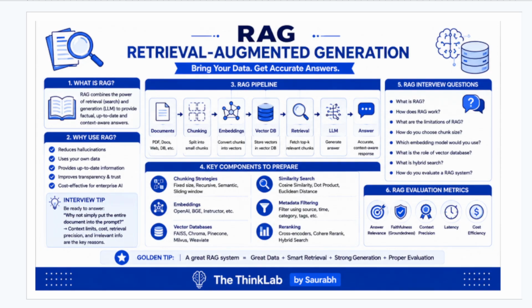So when the user asks a question, we create the embedding for the question. Then we perform the similarity search, and the system retrieves the most relevant chunks. These chunks are provided to the LLM as context, and the LLM generates the final answer.